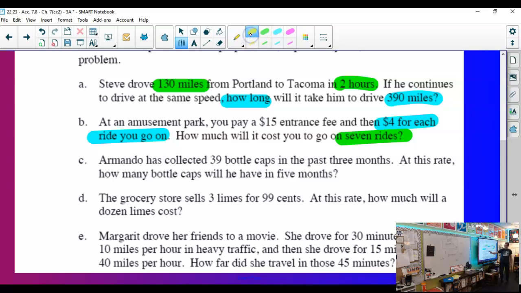Armando has collected 39 bottle caps in the past 3 months. At this rate, how many would you expect him to have in 5 months? Set up some work to solve that. They might start to not get along quite so well.